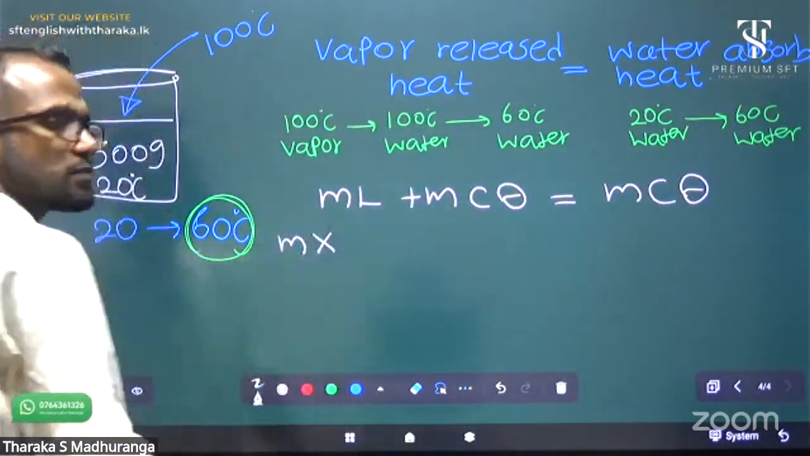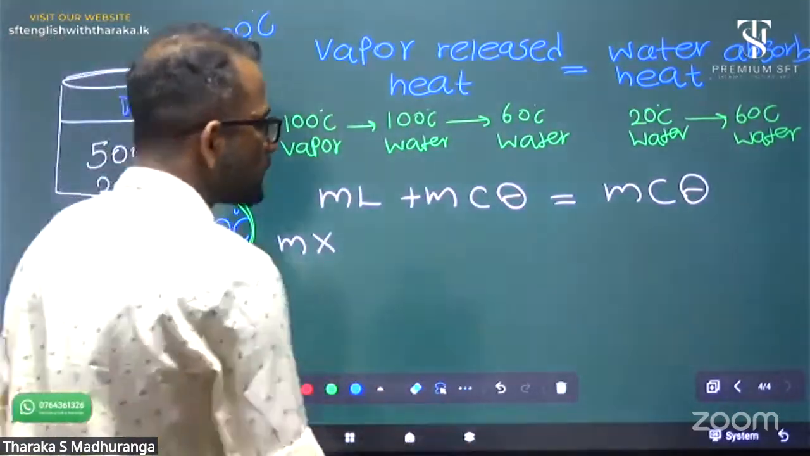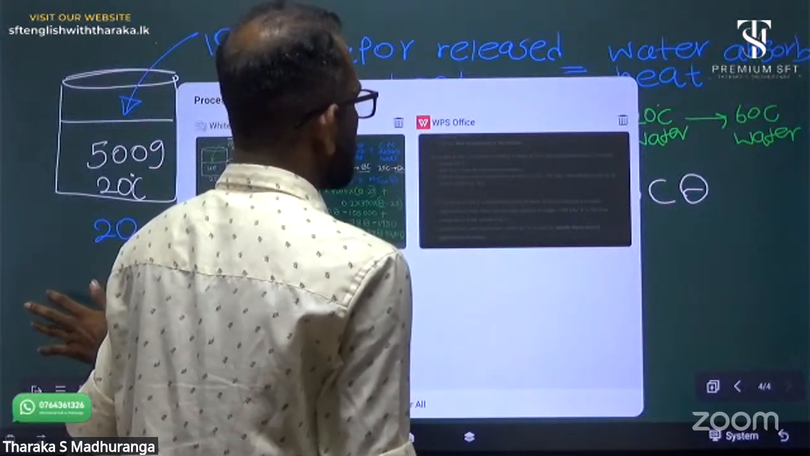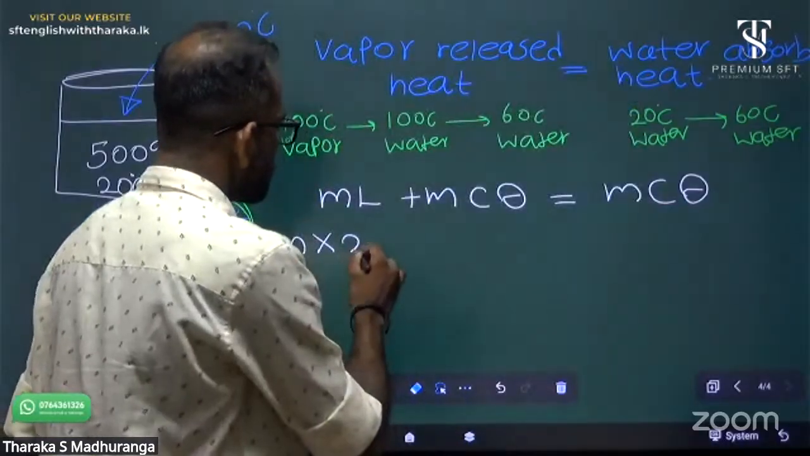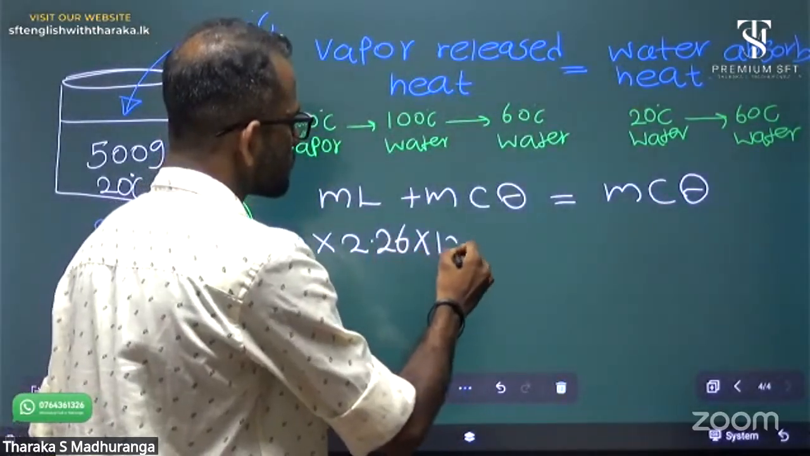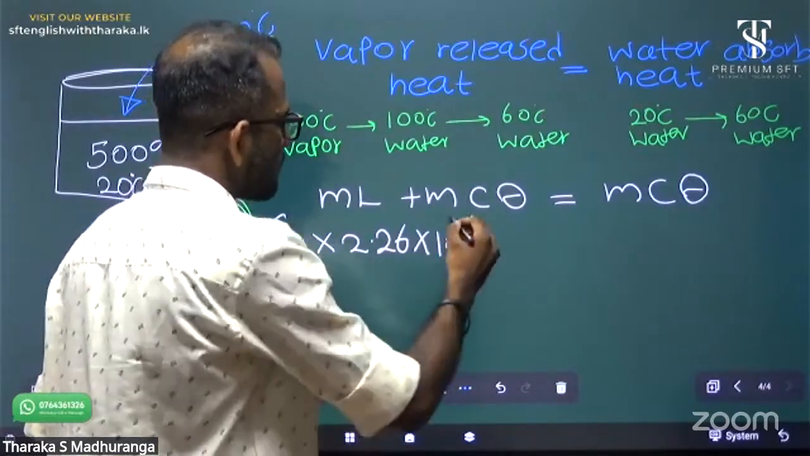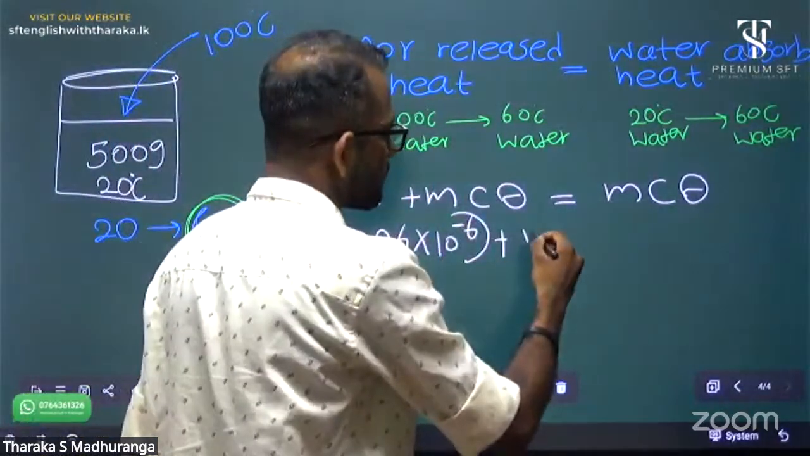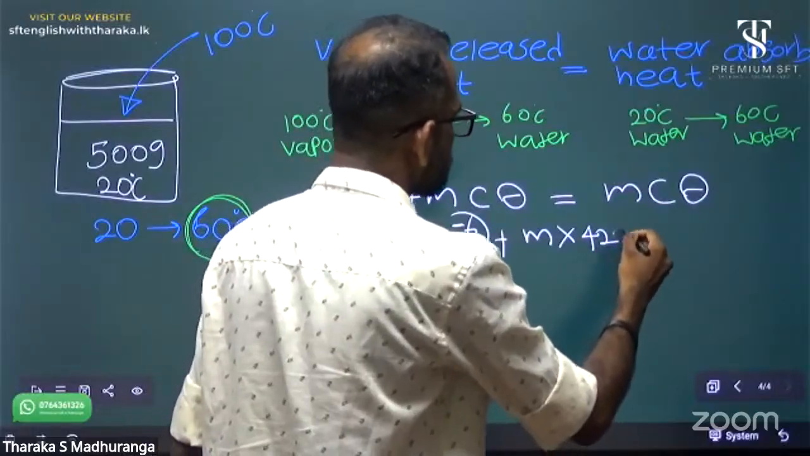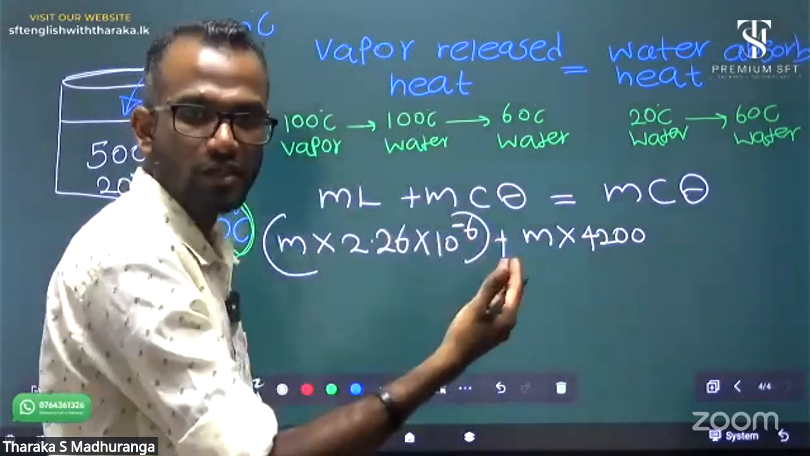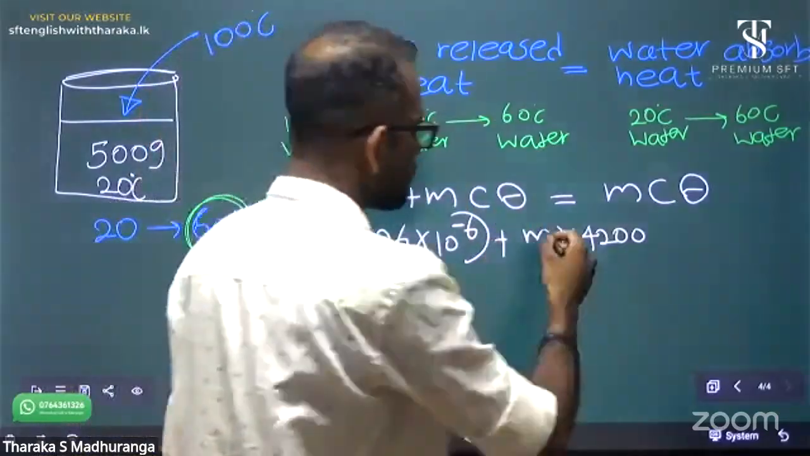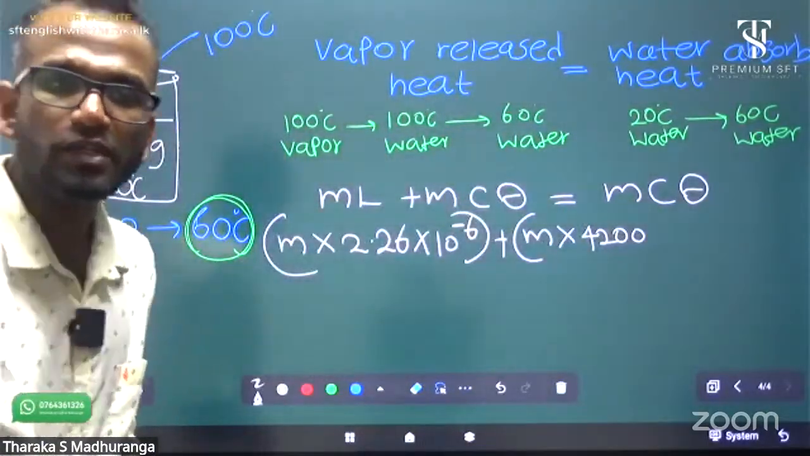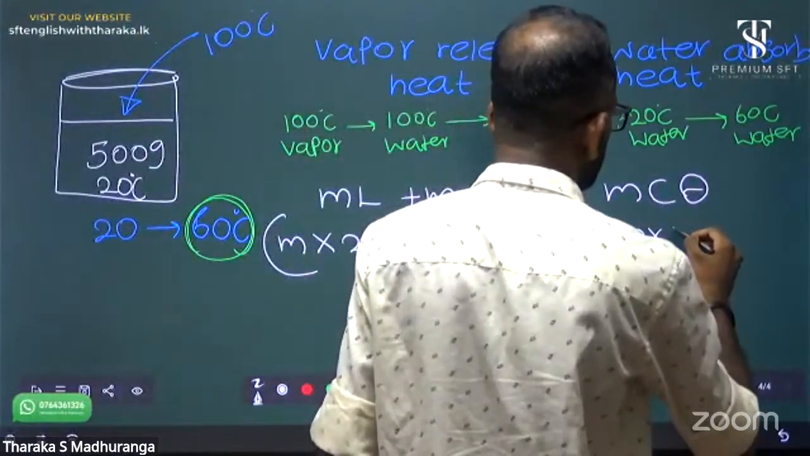The specific latent heat of vaporization is given: 2.26 into 10 to the power 6. Plus the second term, m, the steam mass, we don't know, and the specific heat capacity 4200. Now it is water, right? After steam condensation, it is water, 4200. The temperature difference 100 to 60, 100 minus 60, is 40.